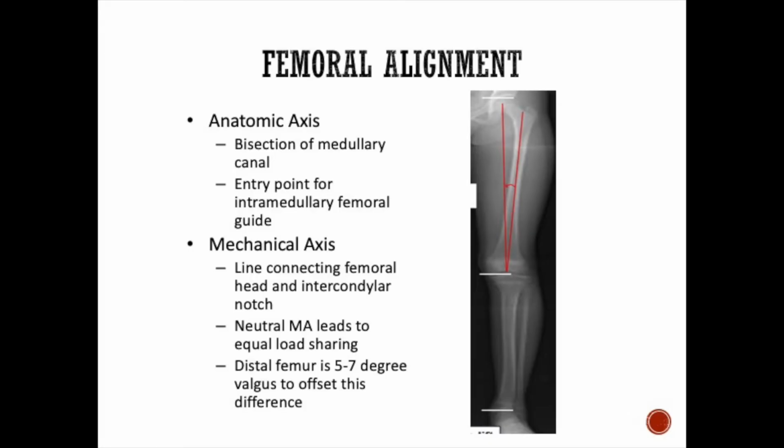So what is the typical alignment of all of these things? Again, this is sort of one size fits most type of anatomy. Obviously, there's some variation in the normal human population, particularly with respect to height of the individual. The anatomic axis of the femur is a bisection of the medullary canal. It roughly corresponds with the entry point of an intramedullary femoral guide when you stick it in during the case, as well as an intramedullary nail coming through the piriformis fossa.